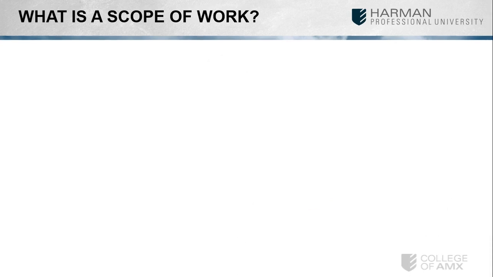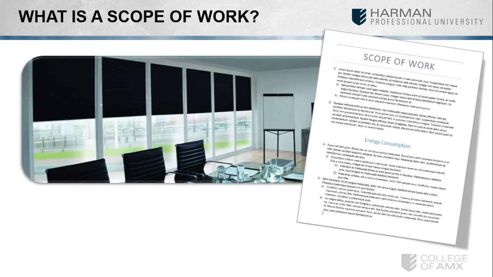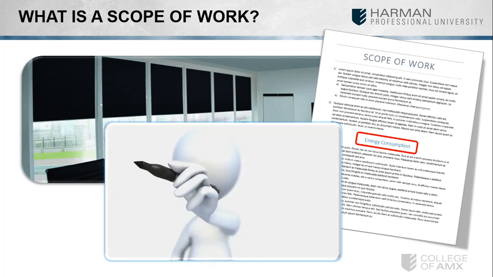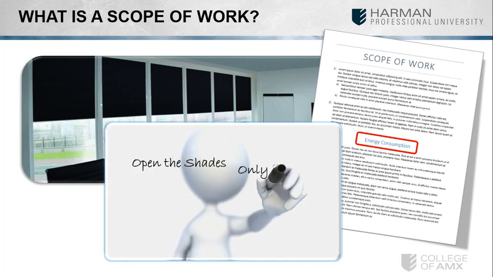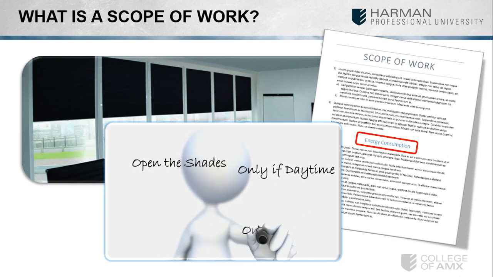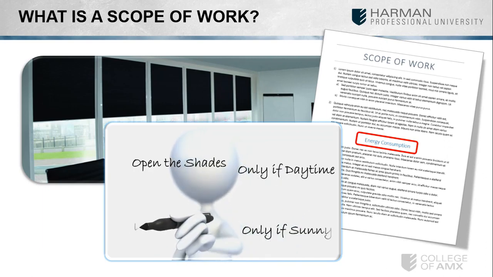Here's an example of a scope of work document. I can see right here that this client is extremely energy conscious, and the system is supposed to try opening the shades in the room first instead of turning the lights on in the room if it becomes occupied, but only if it's daytime and the weather forecast says it's sunny out. Otherwise, turn on the lights instead.